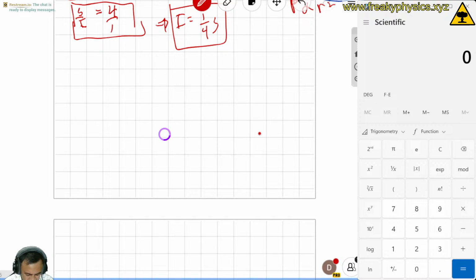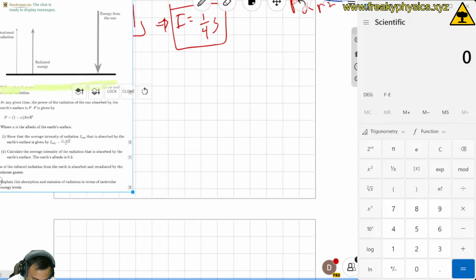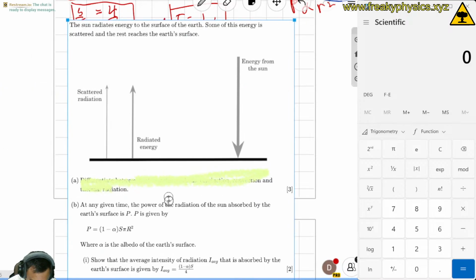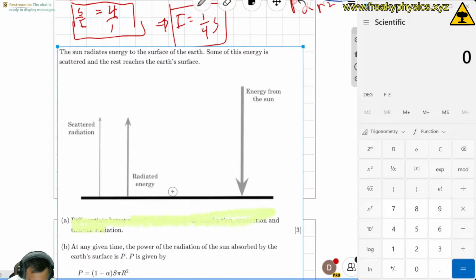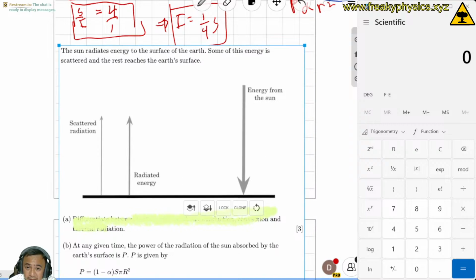All right. Next problem here is still about solar radiation. I think have we done this problem yet? It's the one with the image of the energy from the sun going down and two arrows going up. We've done this, right? I think so, but I'm not so sure. Let's just go over it now.